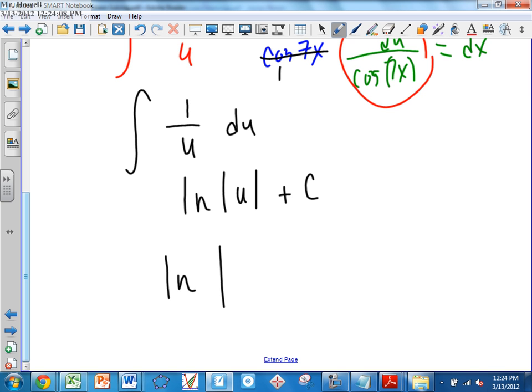The value of u, though, what was the value of u in the beginning? What did we define u as? Sine of 7x. Okay, so that's really the answer. Remember, the answer is not ln of u. U is something that we made up. We just invented this let statement with u.